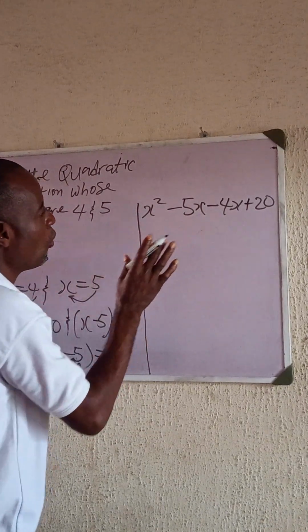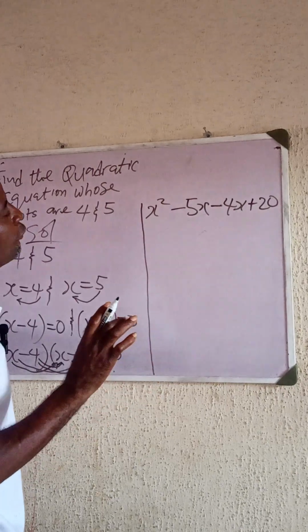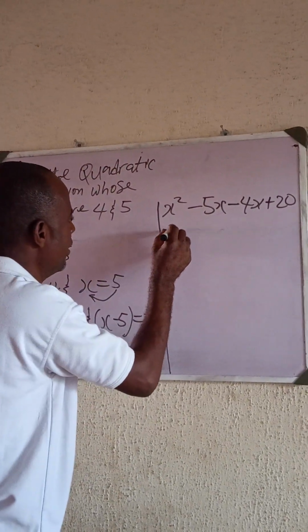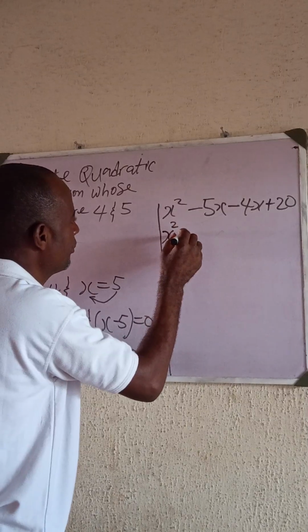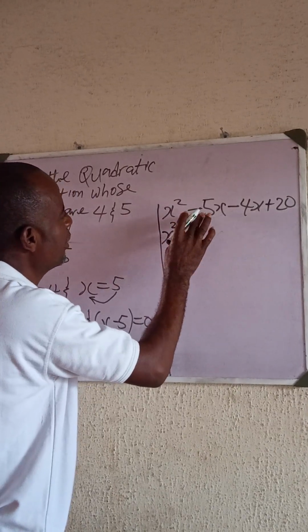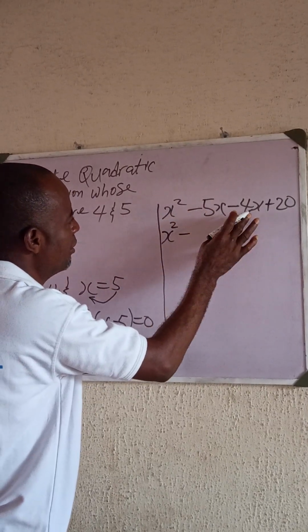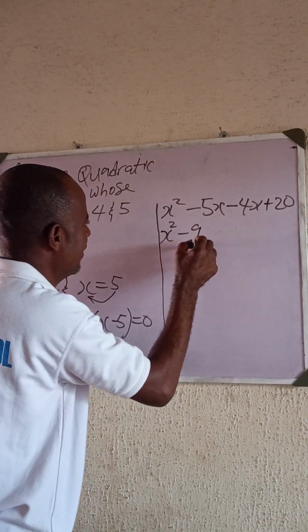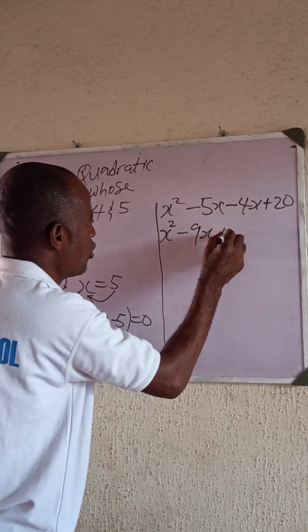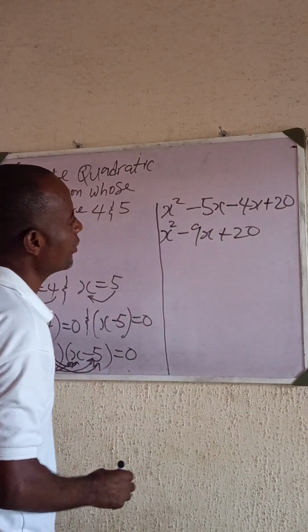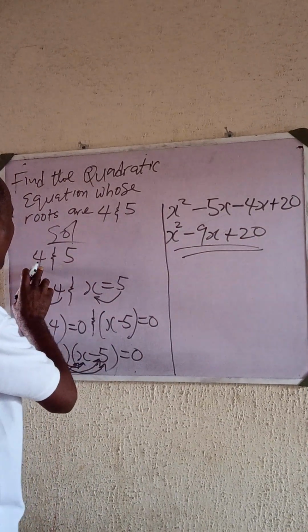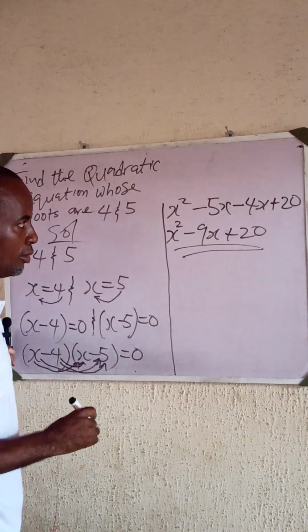At this point, what we do now, we have to collect like terms. By collecting like terms, we have x squared, minus 5x minus 4x will give you minus 9x, plus 20. This is the quadratic equation that has 4 and 5 as the roots.